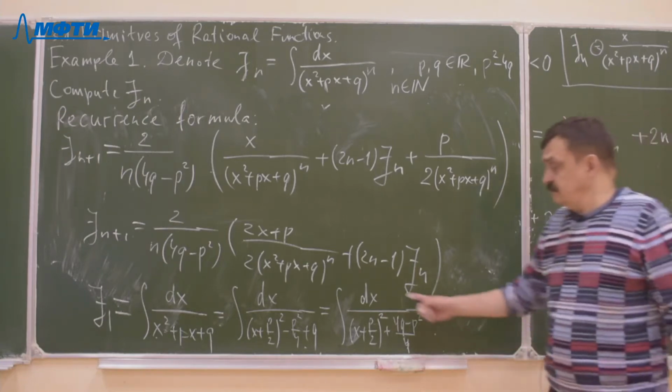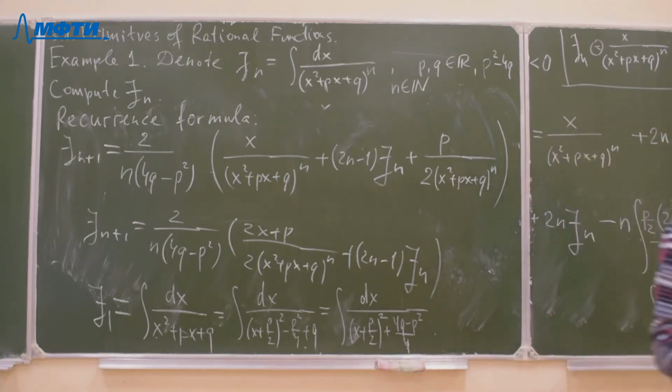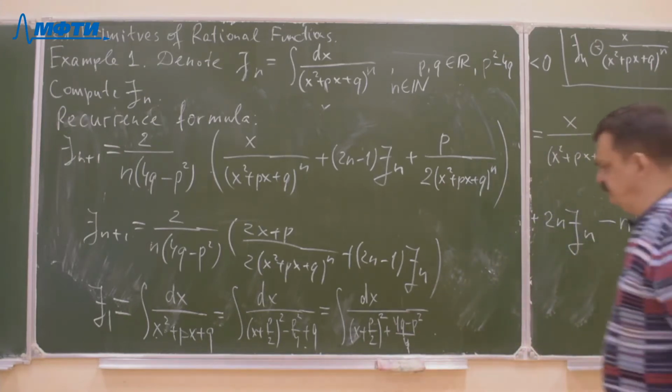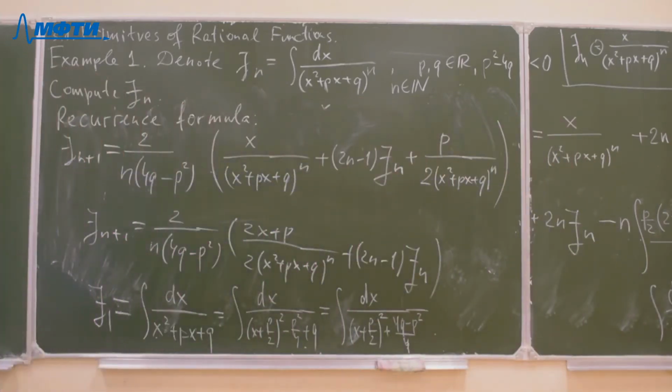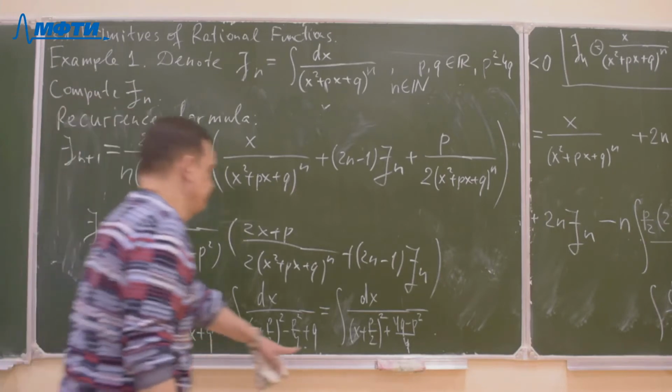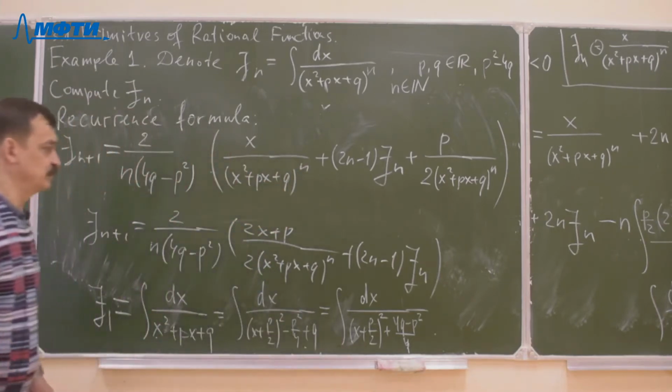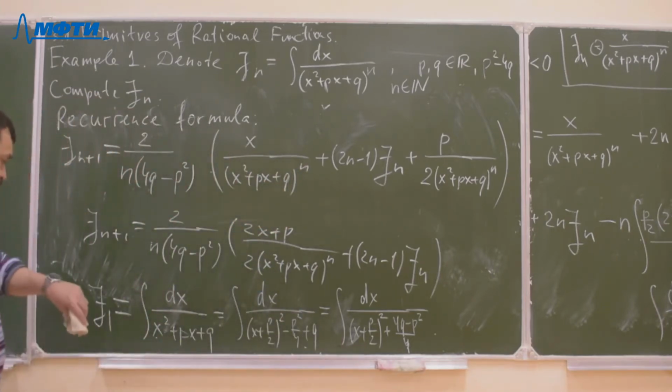and okay, that is a table integral, or table integral with prime, right? If you substitute x plus p over 2 equals to, let's say, w.